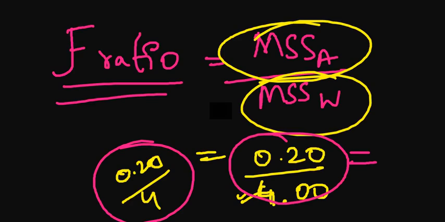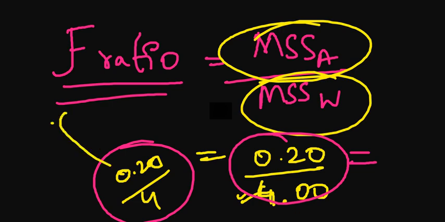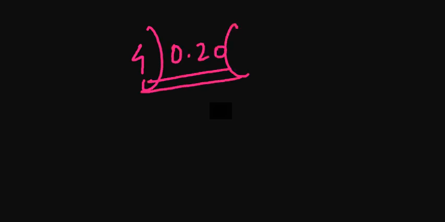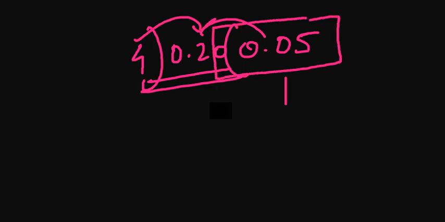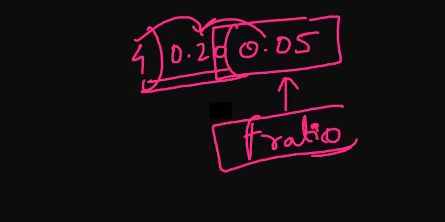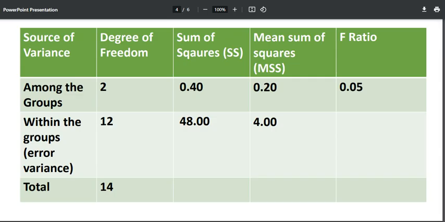Let's calculate. When we calculate it, we will get the value of 4 divided by 0.20. We will get the value of 0.05. 4 fives are 20. 0.05. This is our F ratio. Let's check the answer. Yes, we got the F ratio as 0.05. Are we correct? Yes, we are 100% correct.